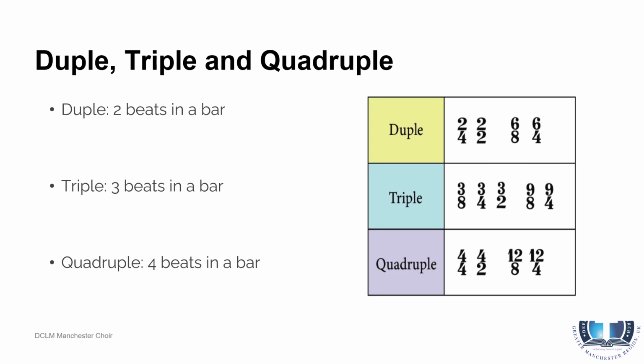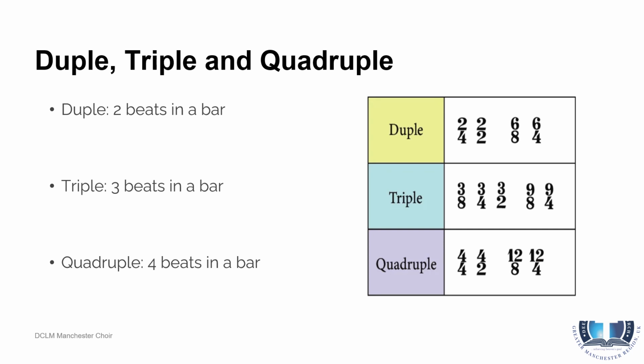Again, the same applies to the triple time. If it's a simple triple, it is 3, like you'd expect for triple, 3. Or if it is 9, remember if you divide 9 by 3, that gives you 3. So 9, 8, 9, 4 are all triple times, but in this case, they are compound times. So it's triple compound or compound triple time.